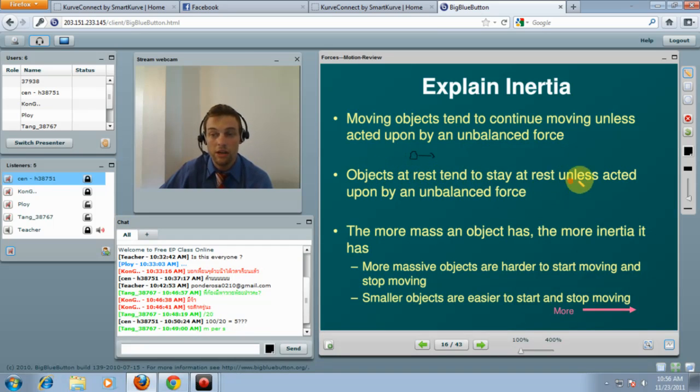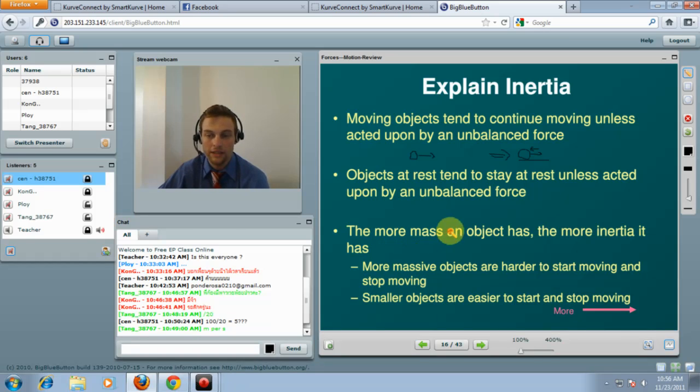Objects at rest tend to stay at rest unless acted upon by an unbalanced force. So just like the rock, if it's not moving, it will continue to not move unless another force acts on it. So we have the rock, and say there's a gigantic gust of wind, you know, like in a storm. It's going to blow this rock that wasn't moving. It's going to blow it that way. It's going to move. But this is an unbalanced force. You have this little bit of resistance that we had before, but it's overcome by the wind.